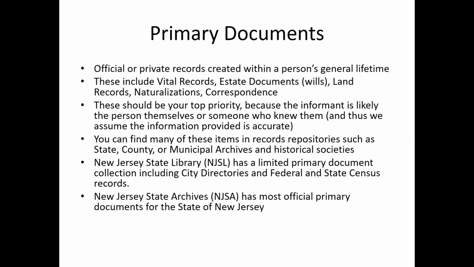Whereas the New Jersey State Archives is the official repository for executive branch New Jersey offices, judicial and legislative offices. So that means that they have most of these significant state level genealogical collections. So when you are looking for records at the state level, you want to go to the state archives.